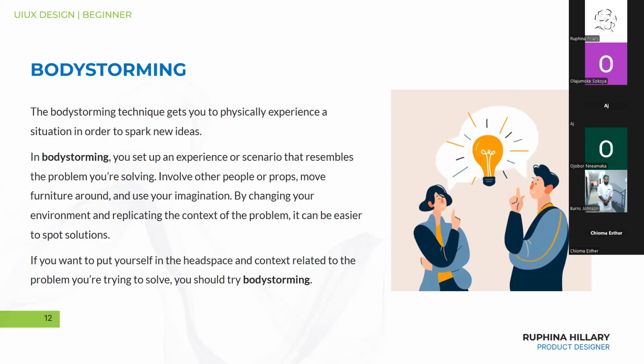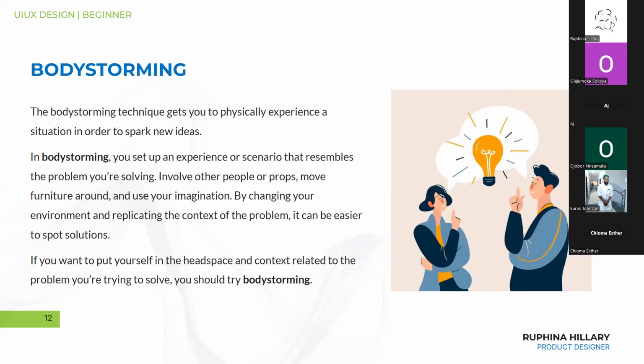So now you have a problem, you have a scenario. Remember, we have created user personas, user journeys, and user stories. We have understood our user to a very deep level. We know what they're experiencing, we know their daily life. Now, in body storming, you set up an experience or scenario that resembles the problem you're solving. You can involve people or props. Just use your imagination.